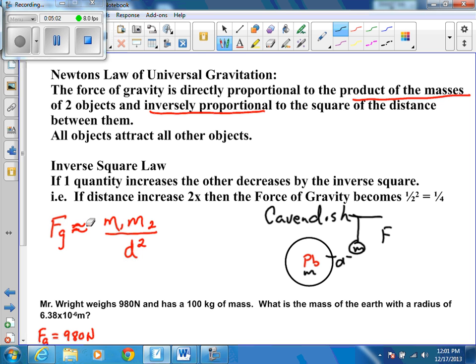Well, what they found out is there is a constant that makes them equal. And that constant is what we call big G. So now to make these things equal, I'm going to have gravitational force equals G times M1 times M2 divided by R squared. Okay? And this is Newton's law of universal gravitation.